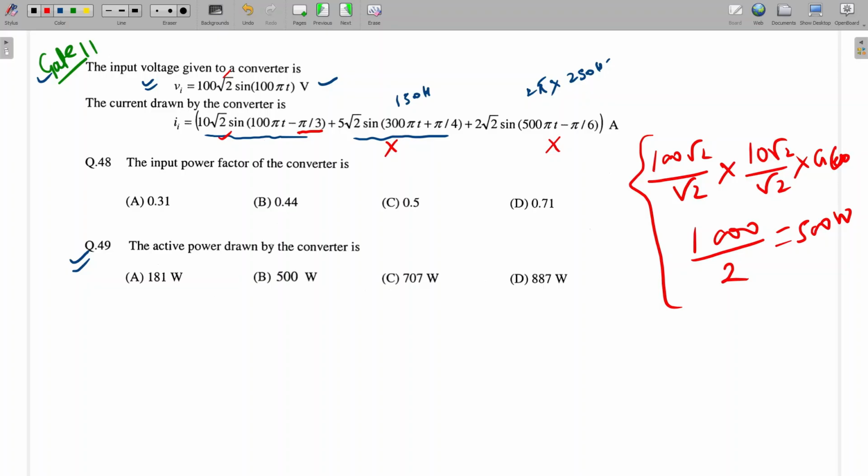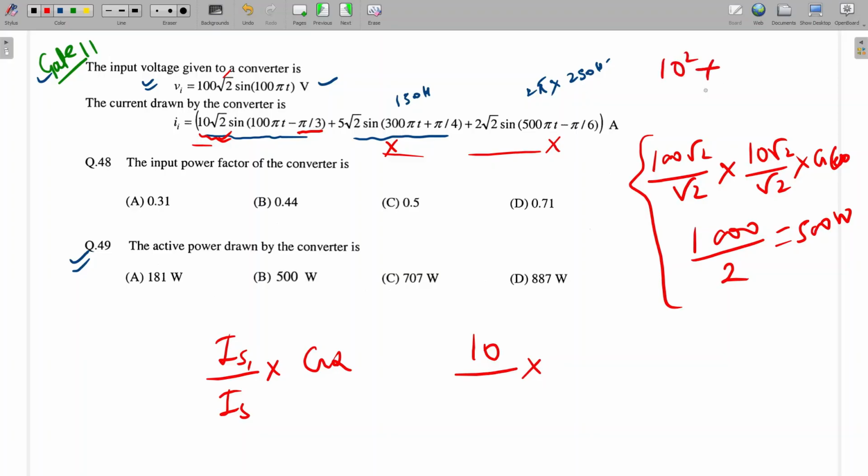And power factor, how can we calculate? So already I told you, IS1 divided by IS into cos alpha. So IS1 is how much? 10 root 2 divided by root 2, so IS1 RMS will be 10. Divided by, first we have to calculate IS. So IS is the summation of all these three: 10 square plus 5 square plus 2 square. So 11.35.